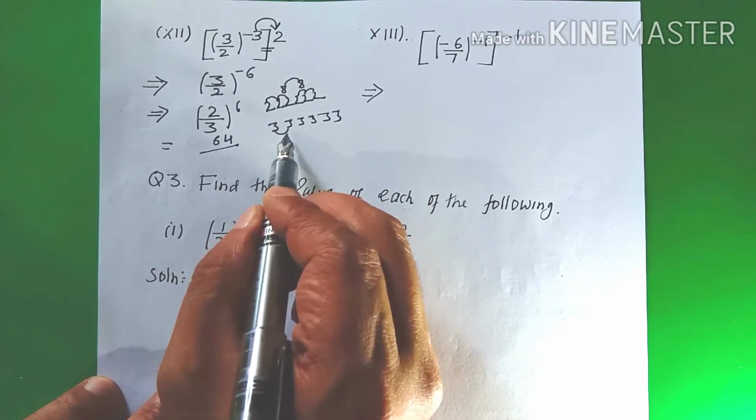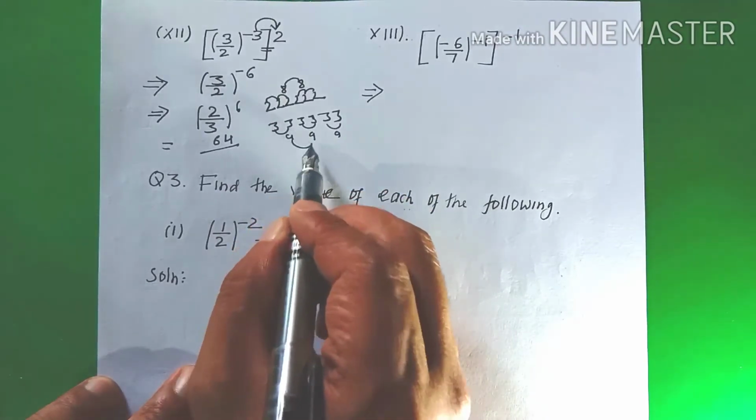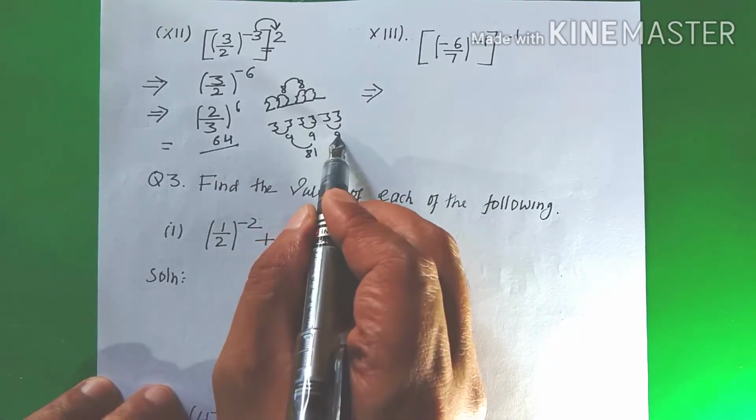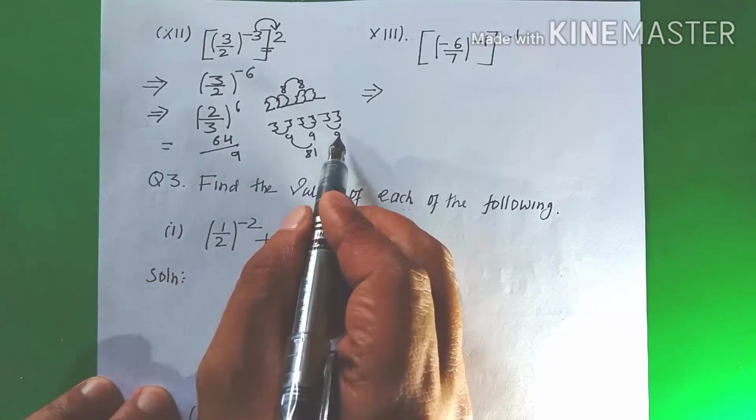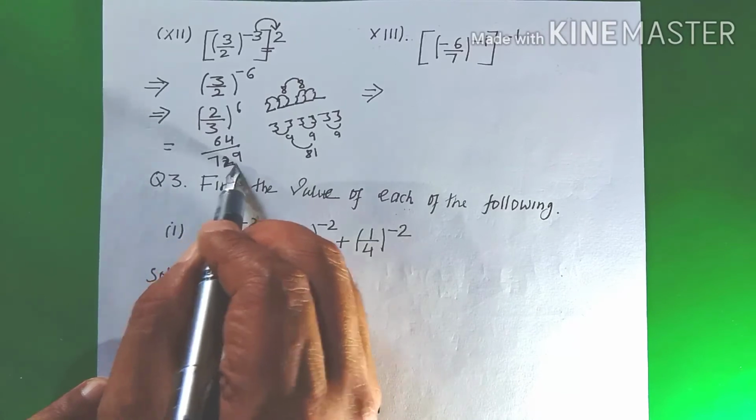So 3 into 3, 9. Again here 3 into 3, 9. 3 into 3, 9. 9 into 9 will be 81. 81 into 9. So 9 into 1 will be 9. 9 into 8, which is equals to 72.